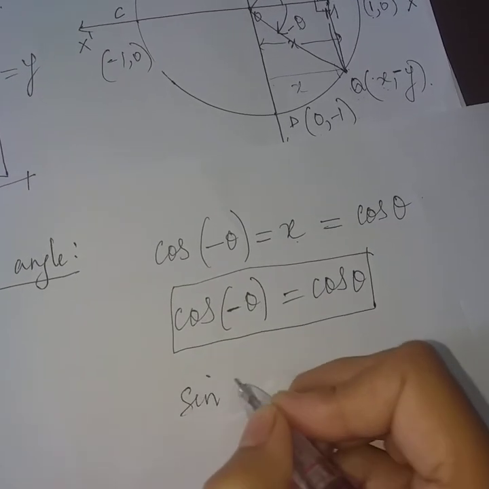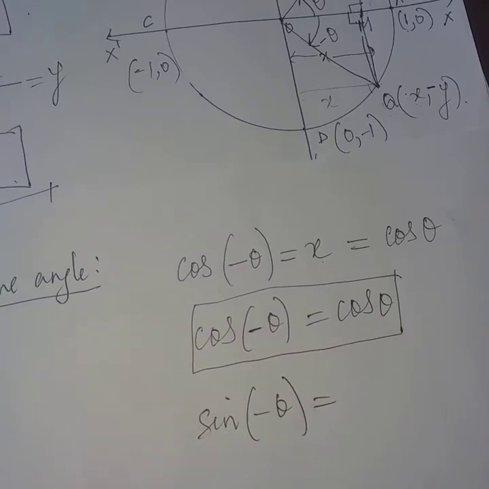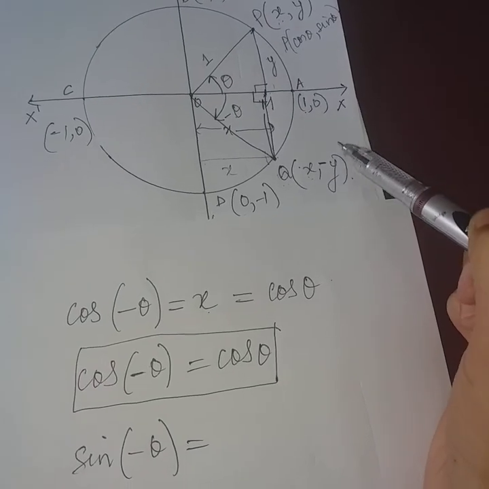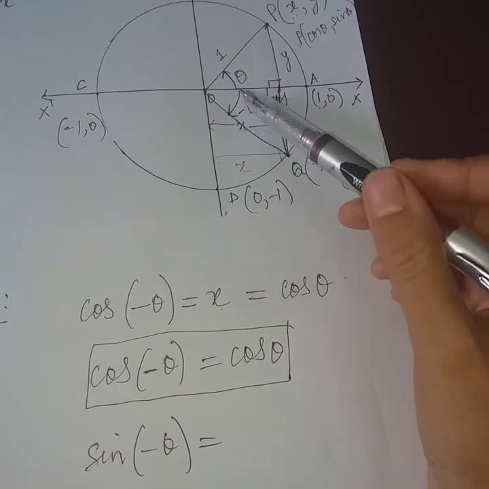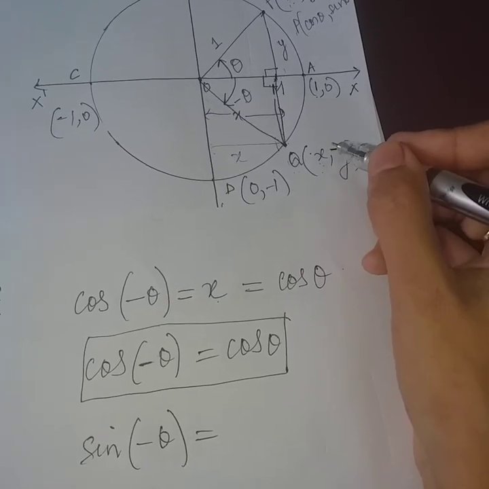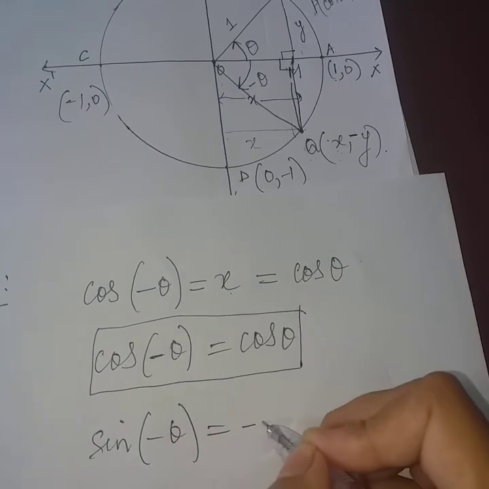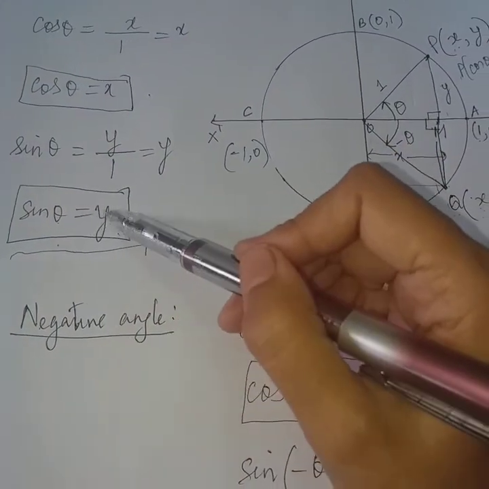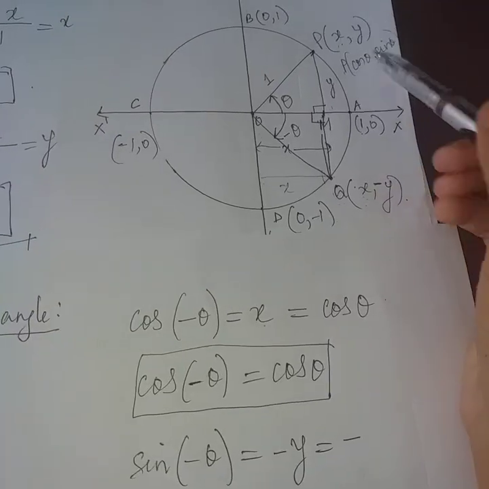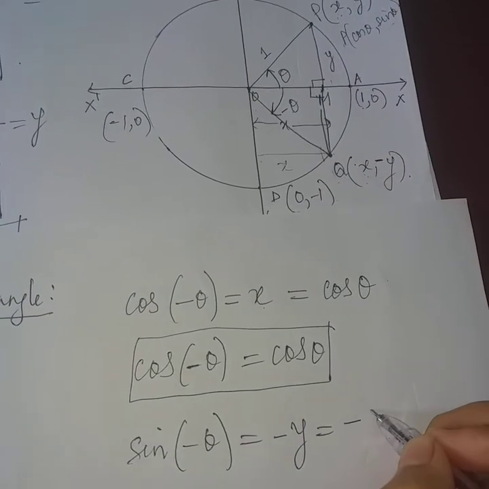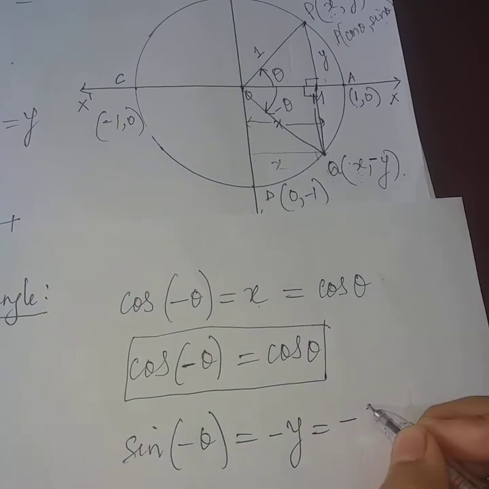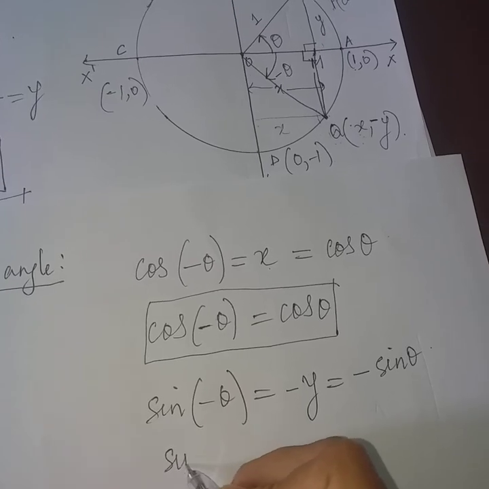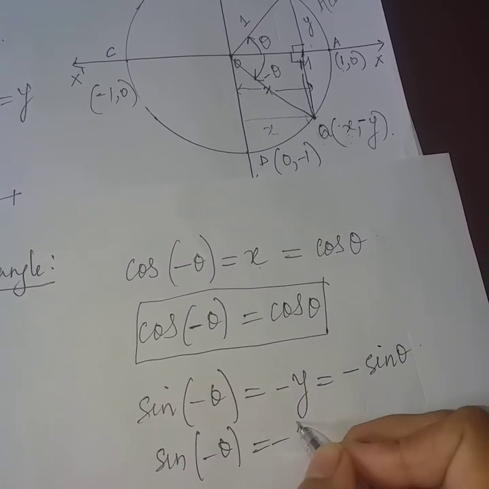Now sine of minus theta. We know that sine theta is the y coordinate. So here also sine of minus theta will be the y coordinate, that means minus y. Now the value of y we know from here is sine theta. So we put the value of y, which is sine theta. So sine of minus theta, we got it to be minus sine theta.